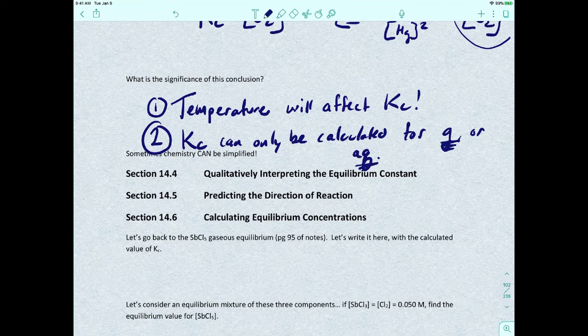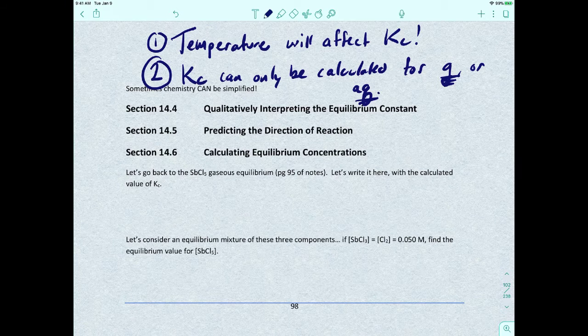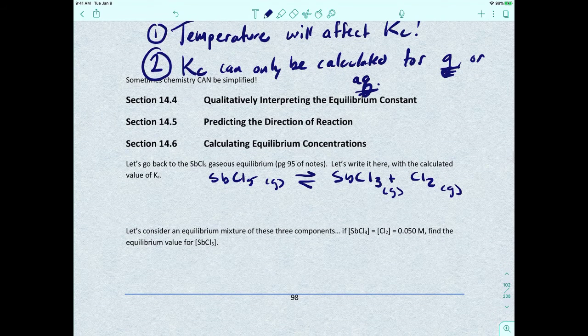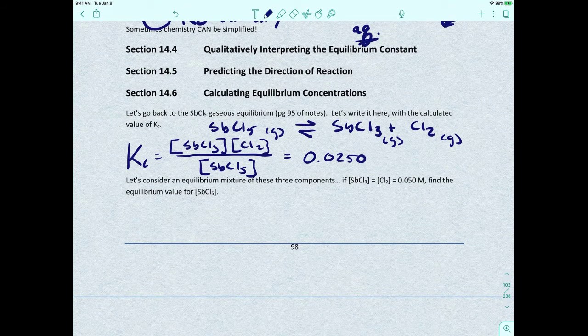But before we can do that, let's do a little bit of cleanup because I have introduced some concepts and then I walked away from them. So let's do just a little bit of cleanup before we really dive into the material. So remember that one of the reactions we looked at was SbCl5 breaking down to form SbCl3 and Cl2. And everything's gaseous, and this is in equilibrium. So the products are in equilibrium with the reactants. Okay, and then we also wrote an equilibrium expression for this, that the Kc was the concentration of SbCl3 times the concentration of Cl2 divided by the concentration of SbCl5. Okay, and for this reaction, we calculated it to be 0.0250. Okay, so here's what we want to look at. Let's consider an equilibrium mixture of these three components.